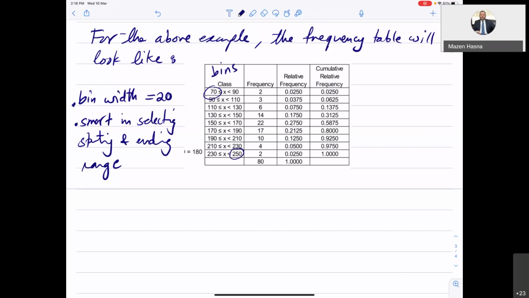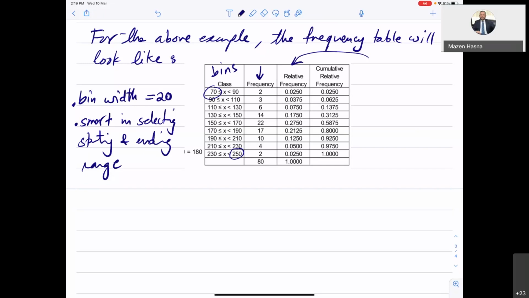So now in the first bin you have two data points between 70 and 90, between 90 and 110 you have 3, and so on. So you list the number of, this is how many data points you have or how frequently data is located in that bin. You can also calculate the relative frequency. How do you calculate the relative frequency? Relative frequency is 2 over, for example, 2 over the total number of data. I think here we have 80 data points.